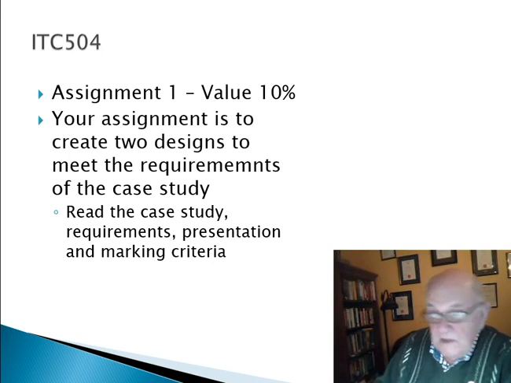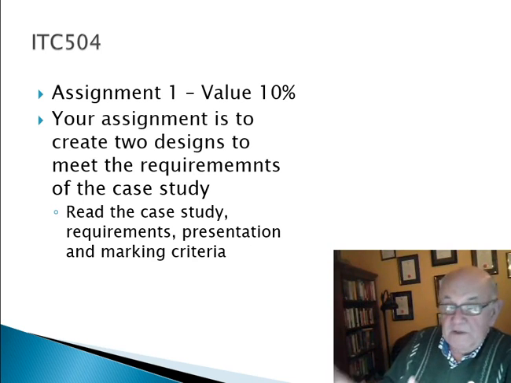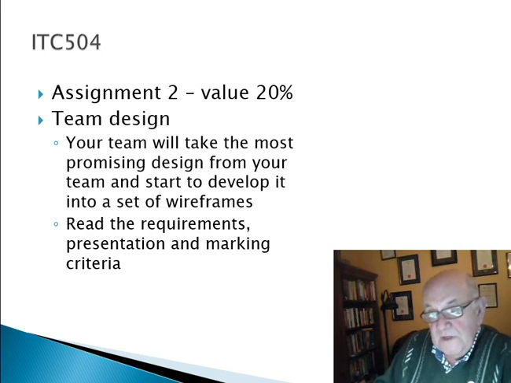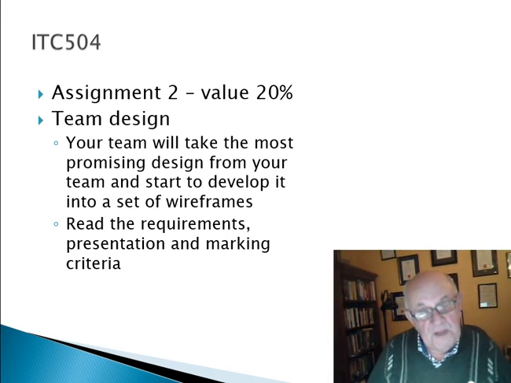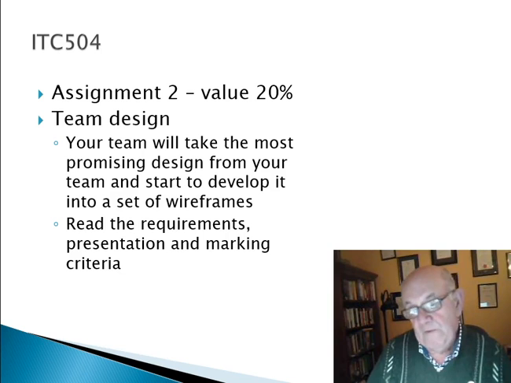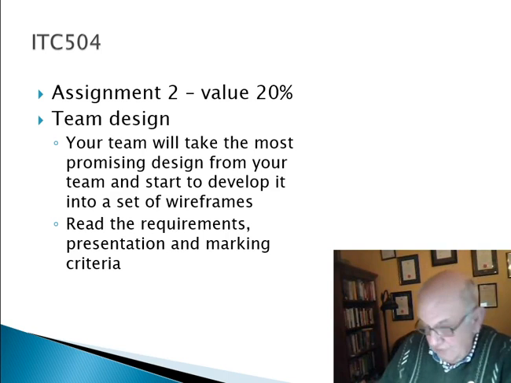Assignment 1 is an individual assignment worth 10%. What you do is read the case study. This will outline what's required, and you've got to come up with 2 alternative designs. Okay. The second assignment is the first of the team assignments. Your team will get together and look at all the designs that the individual members have done, and decide which one is the most promising design. And so we're going to start developing that. You'll start to develop that into a set of wireframes. And again, there are certain requirements and presentation criteria that you'll need to make sure you read through.